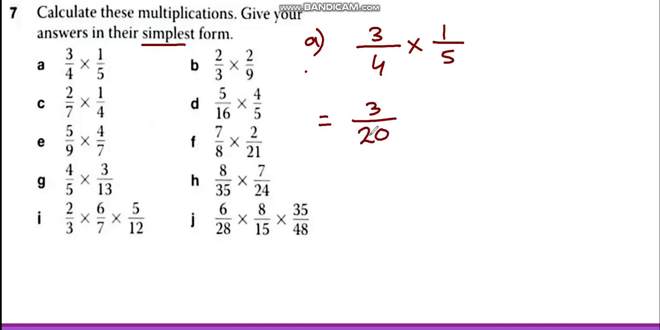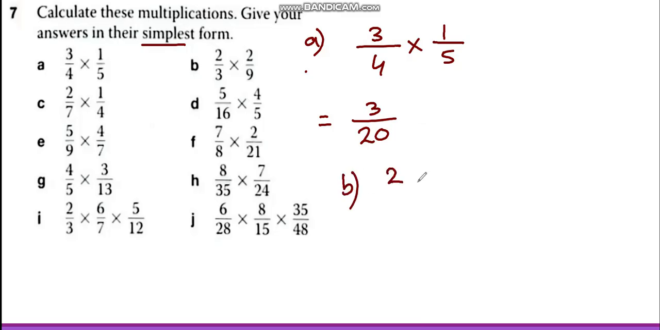In question number 7, we have to multiply, and we also need to simplify our answers. So in multiplication, we don't need to make the denominator the same. It's very simple. We just multiply the numerator with the numerator and the denominator with the denominator. So it's 3 times 1 is 3 and 4 times 5 is 20. And the highest common factor of 3 and 20 is 1, so we cannot simplify it further. Let's do the B part.